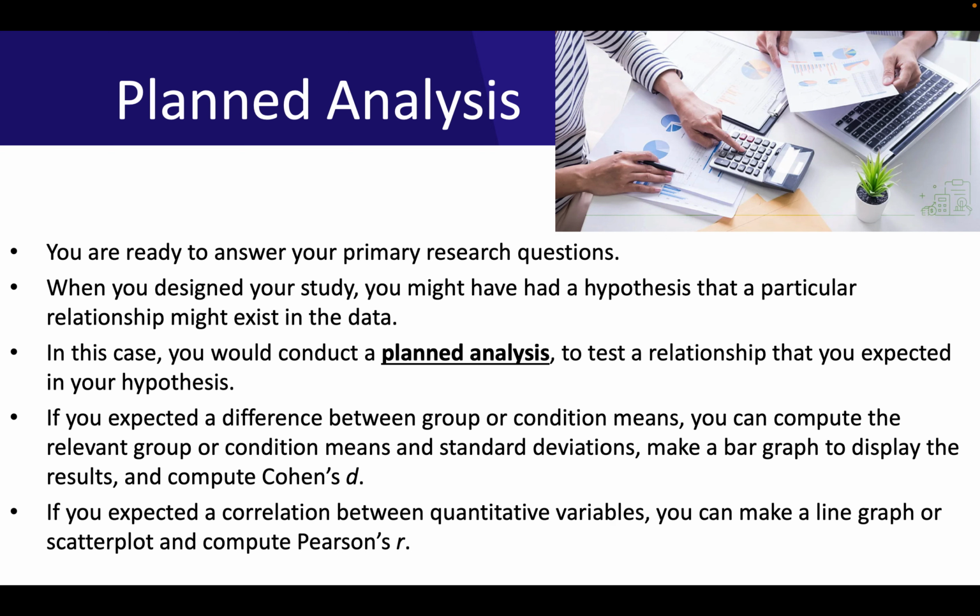If you expected a difference between group or condition means, you can compute the relevant group or condition means and standard deviations, make a bar graph to display the results, and compute Cohen's d. If you expected a correlation between quantitative variables, you can make a line graph or a scatter plot and compute Pearson's r.